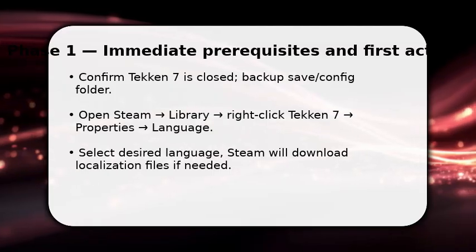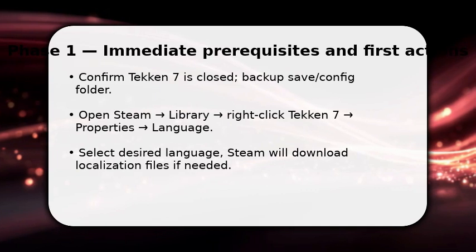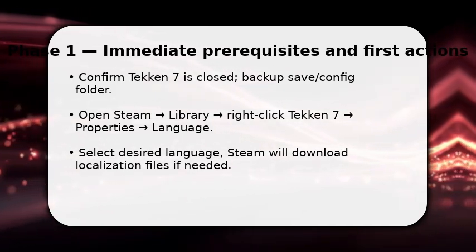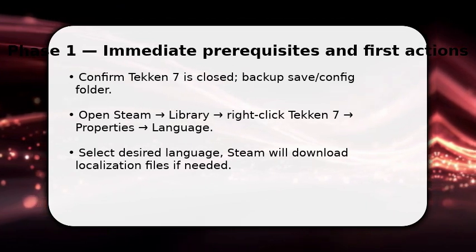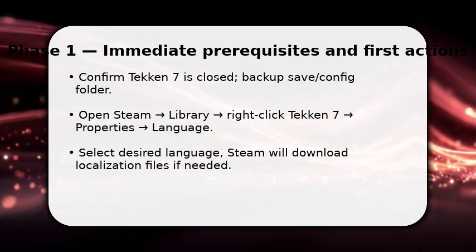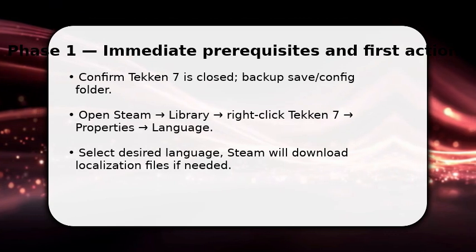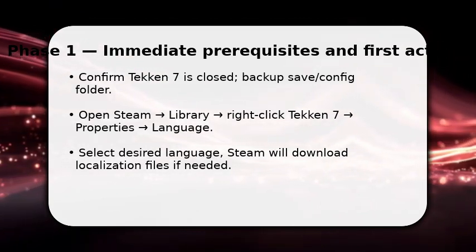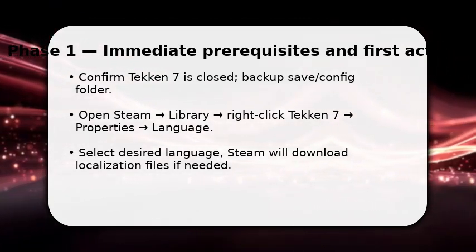You start by closing Tekken 7 and backing up your saves and config folder. This protects preferences. Next, open Steam, go to your library, right-click Tekken 7 and choose Properties, then the Language tab. Pick the language you want and let Steam download required localization files. This ensures menus and subtitles shift correctly.